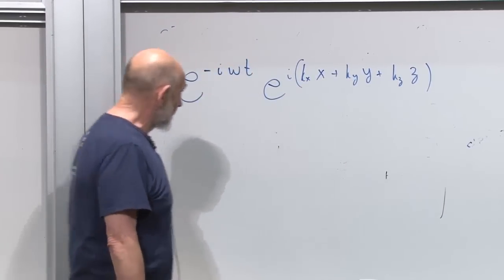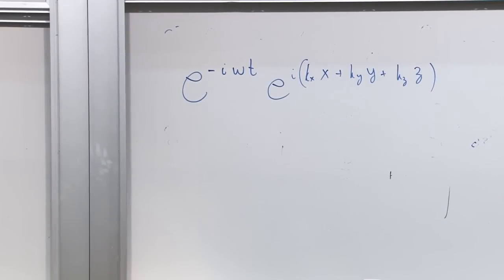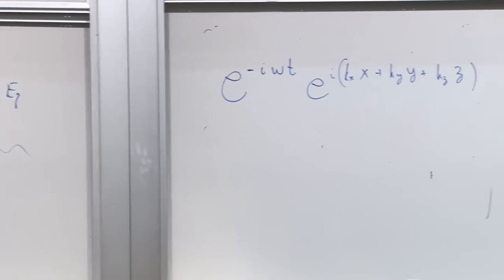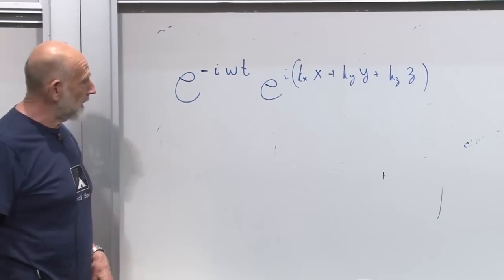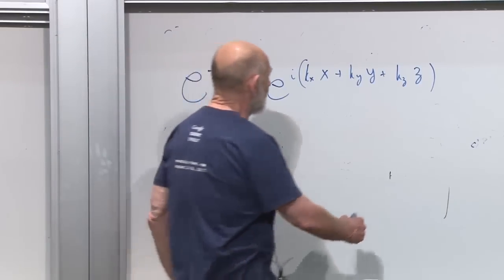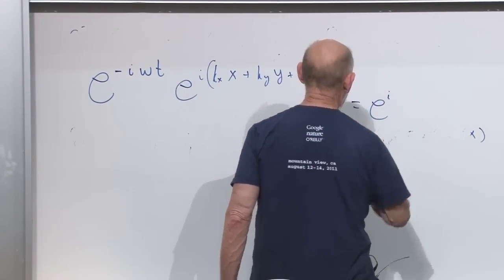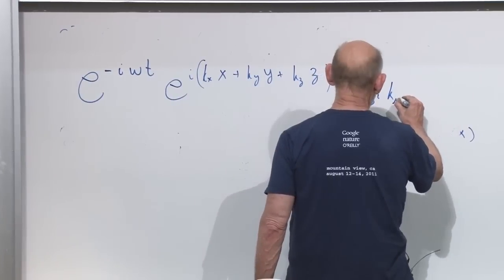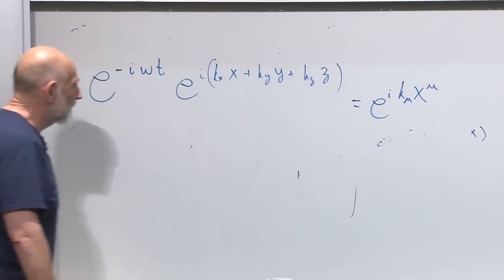And this is the form of a solution that we'll look for. We'll see. Maybe there is no solution like this. We'll check. All right. First of all, we can rewrite this in a kind of neat way. We could rewrite it as e to the i k mu x mu.